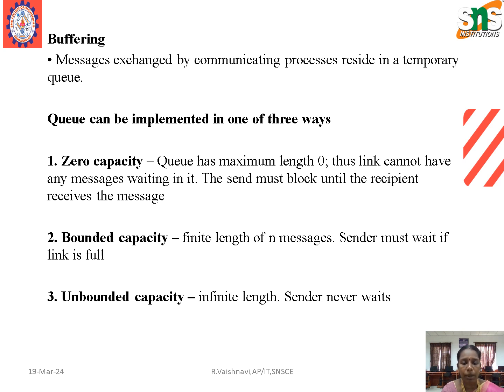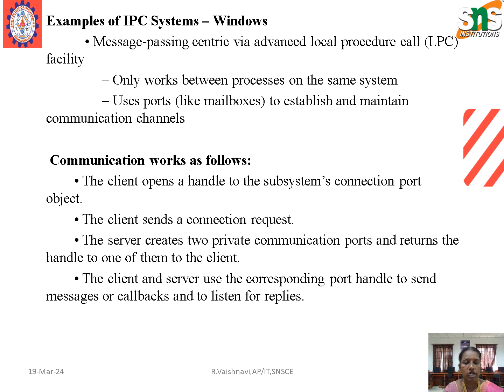Second one is bounded capacity. Finite length of n messages. The sender must wait if the link is full. Third one is unbounded capacity, that is infinite length. The sender never waits. Next example of an inter-process communication system is Windows.